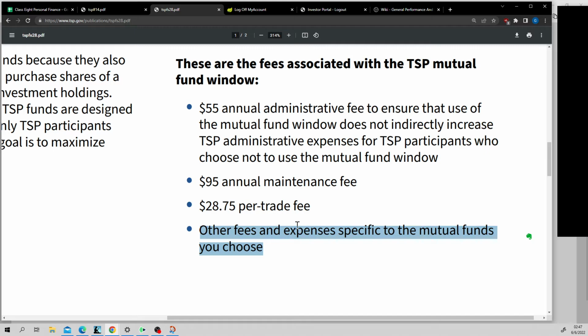So let's do some math here. If you're paying, let's just say, a $150 annual fee and you have the minimum balance of $10,000 in the mutual fund window, you're taking on an extra 1.5% cost for having that $10,000 within the mutual fund window.